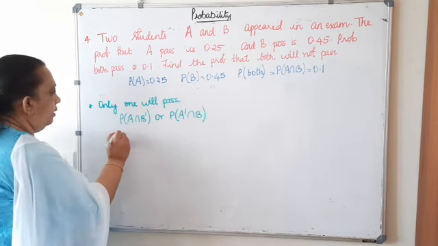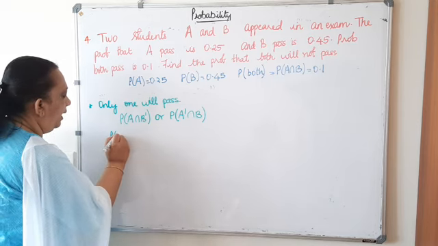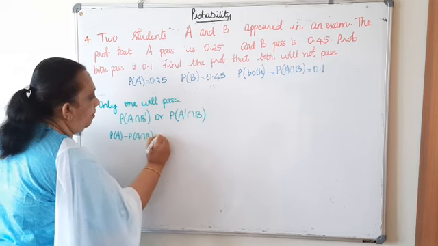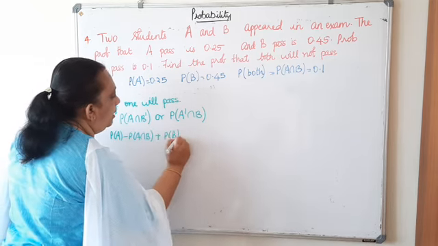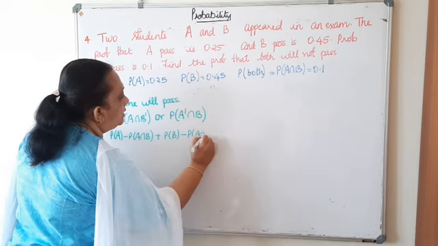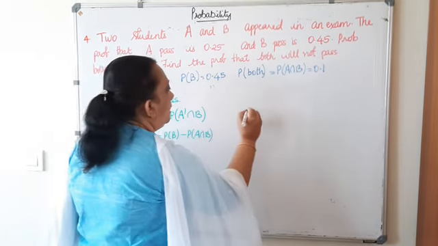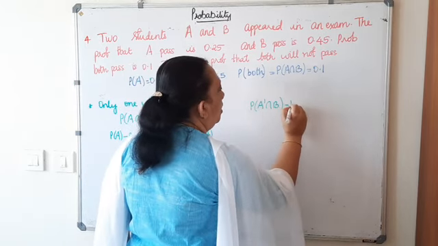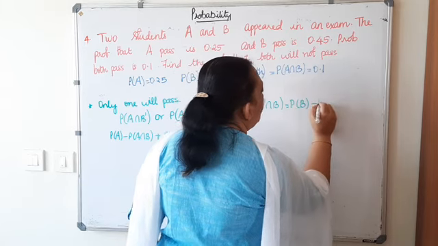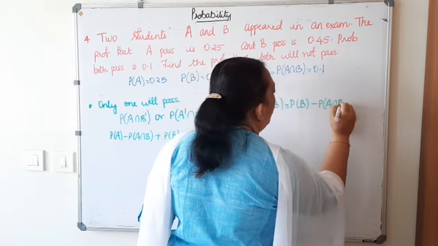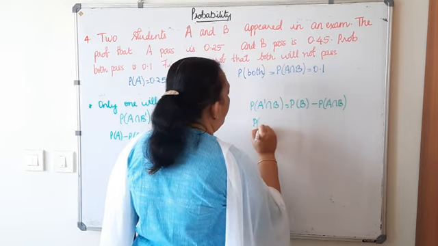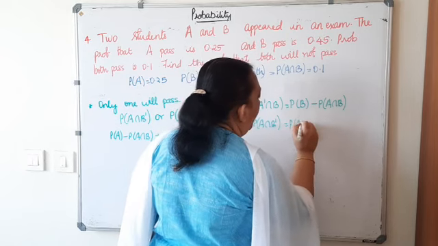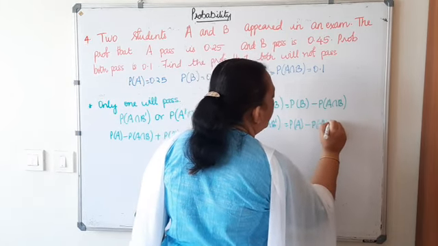That is equal to, the formula for this is P of A minus P of A intersection B plus P of B minus P of A intersection B. The formula is P of A complement intersection B is equal to P of B minus P of A intersection B. Only one. Or P of A intersection B complement is equal to P of A minus P of A intersection B.